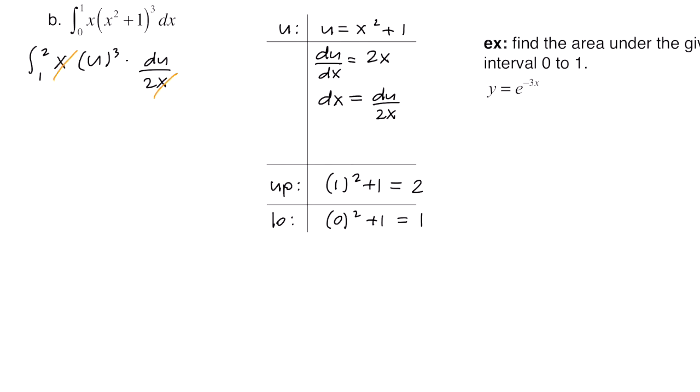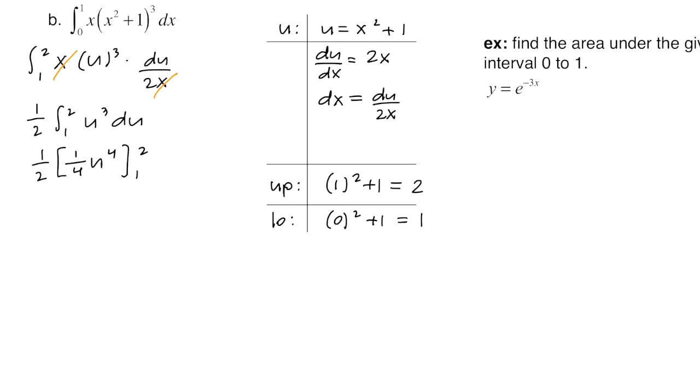Next, we're going to pull this 2 to the front as a 1/2. So now we have 1/2 the integral from 1 to 2 of u cubed du. And we're ready to integrate because everything has been converted, so that's with respect to u. So I'm going to drop down this 1/2. The integral of u cubed is going to be u to the 4th, 1/4. And then our limits are 1 to 2. Sorry guys, everyone always says my u's start to look like n's, so I'll try to be careful.